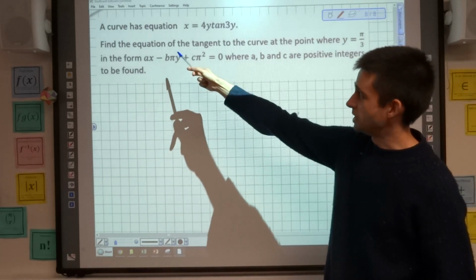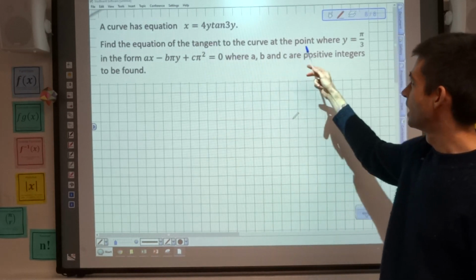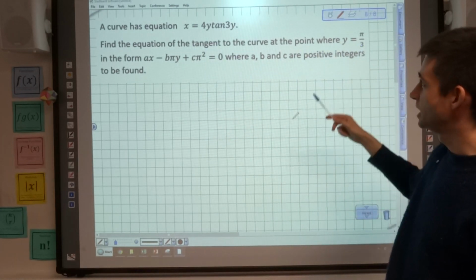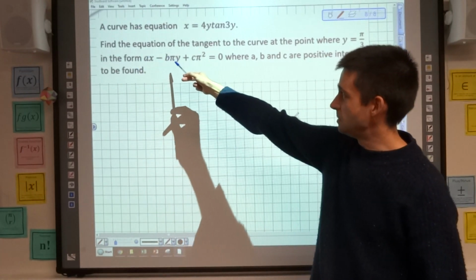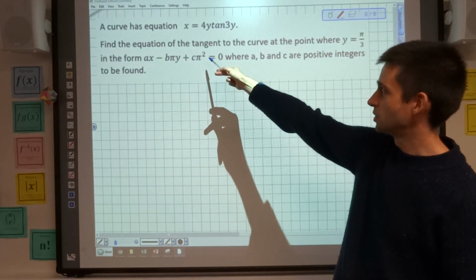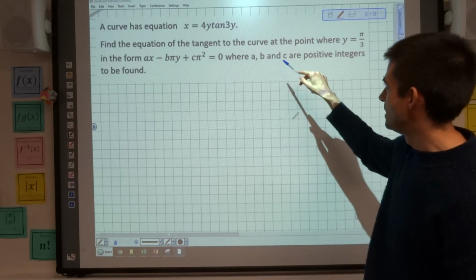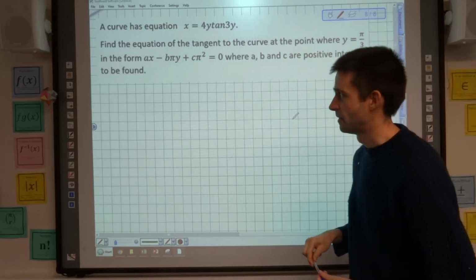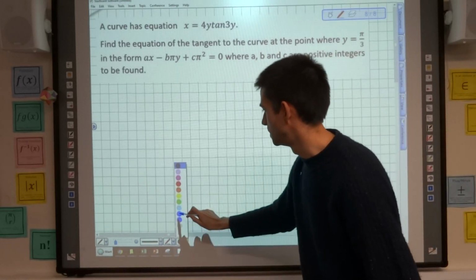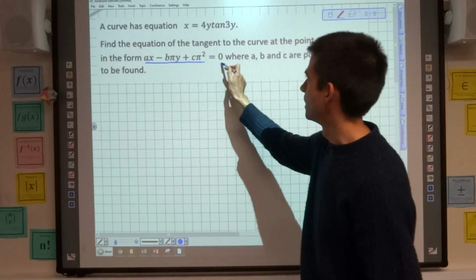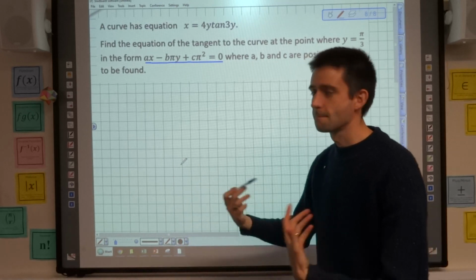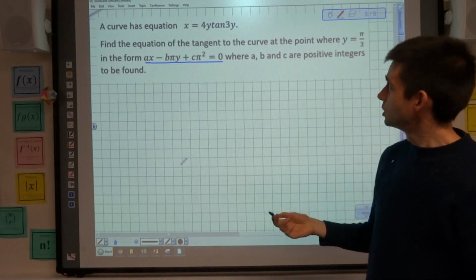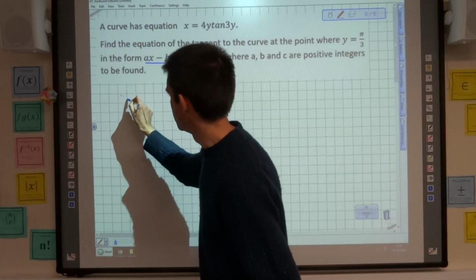We're being asked to find the equation of the tangent to the curve at the point where y equals pi over 3 in the form ax minus b pi y plus c pi squared equals 0, where a, b and c are positive integers to be found. So we're being given a very specific form for our final answer here, which we'll get to as we work through. So okay, we have x equals 4y tan 3y.